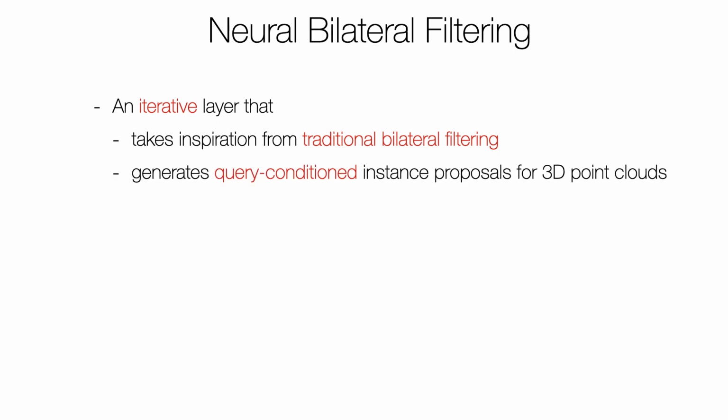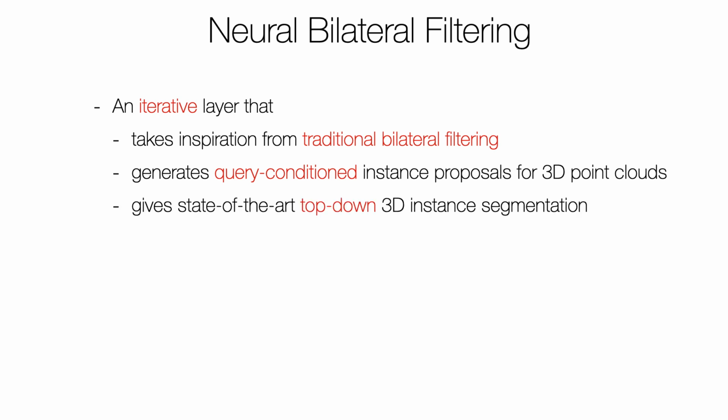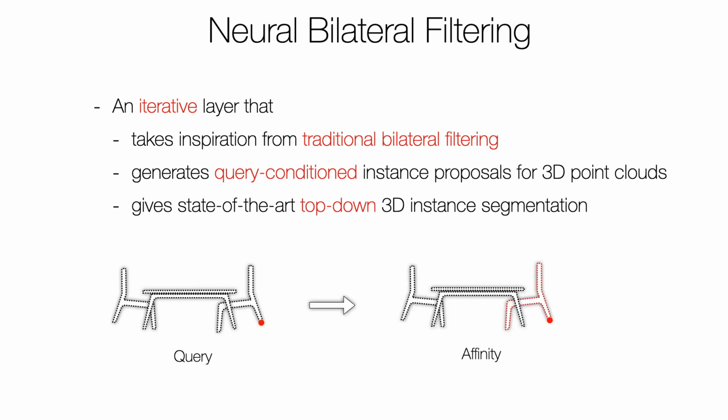Our algorithm generates query conditional instance proposals for the 3D point cloud and achieves state-of-the-art 3D instance segmentation results compared to other top-down methods. The layer takes a query point sampled from the point cloud as input and outputs the instance proposal in the form of an affinity map. As an iterative layer, neural bilateral filtering iteratively refines the affinity map.